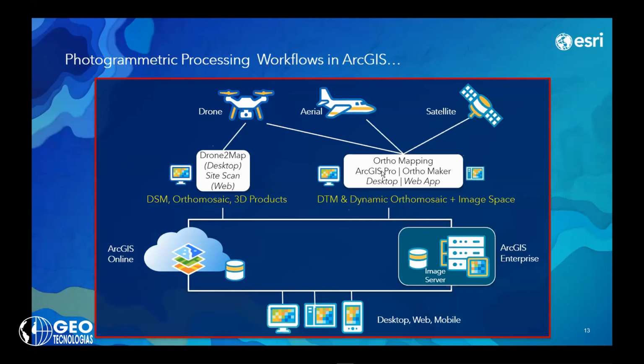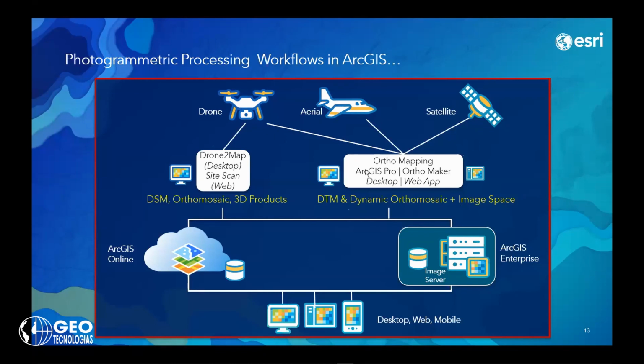There are a couple of additional capabilities that exist in ortho mapping and in ArcGIS Pro that are not part of drone to map or site scan. And that's the ability to work in image space, which is a capability that's built into the image analyst extension for Pro. So if you need to work in image space for some of your work processes, this would be the workflows that we would recommend.